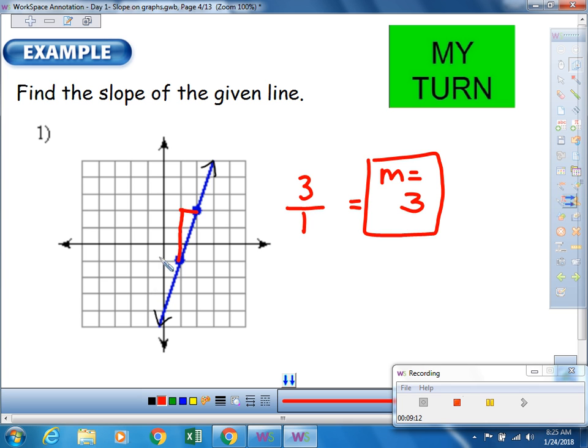Okay? So again, you're always going to go from left to right. And think about what Slope Dude would say. What did Slope Dude say? So this is a positive slope.